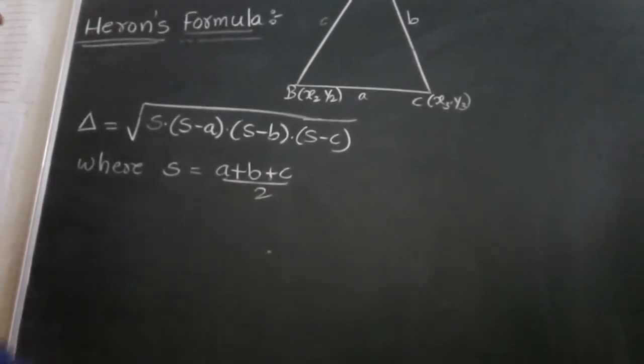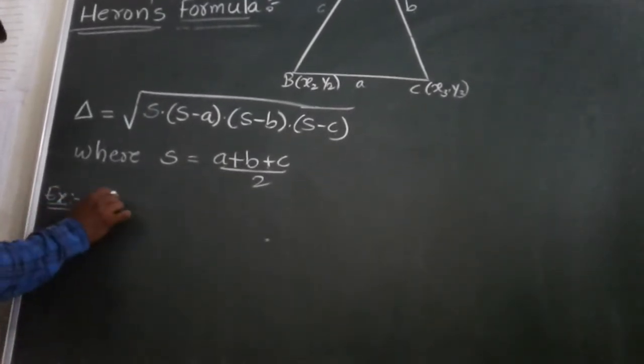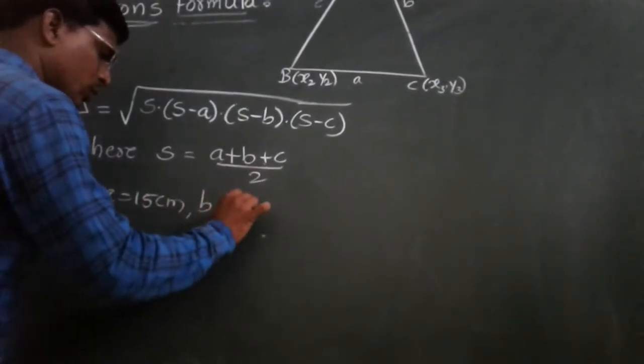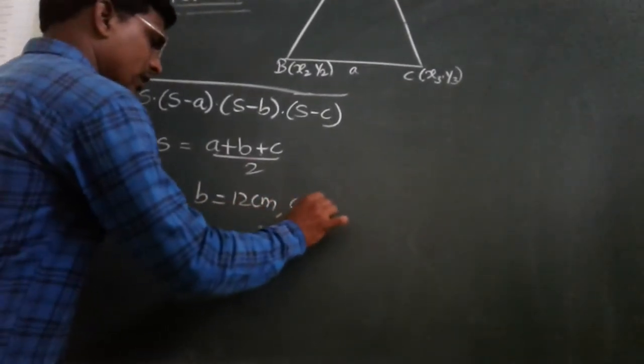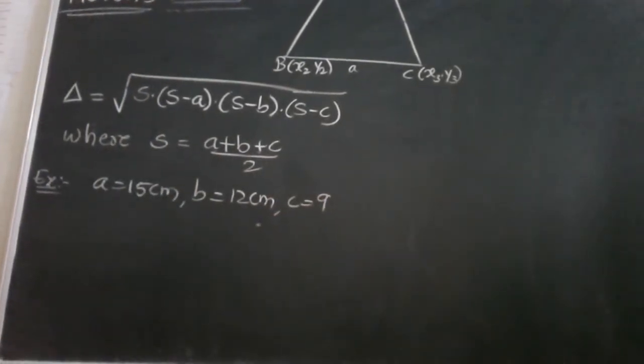Okay. So for example, take randomly, a is equal to 15 centimeters, b is equal to 12 centimeters, and c is equal to 9 centimeters.